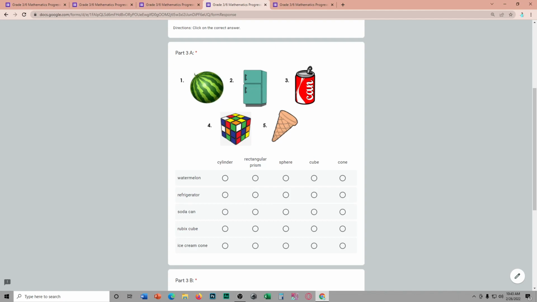Next is soda can. Cylinder, rectangular prism, sphere, cube, or cone? Next is Rubik's Cube. Is it a cylinder, rectangular prism, sphere, cube, or cone? The last one is an ice cream cone. Is it a cylinder, rectangular prism, sphere, cube, or cone?